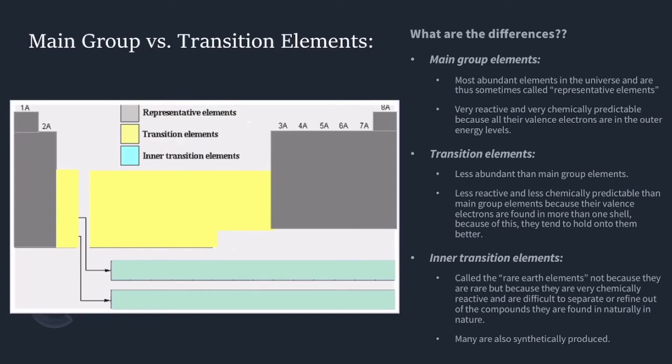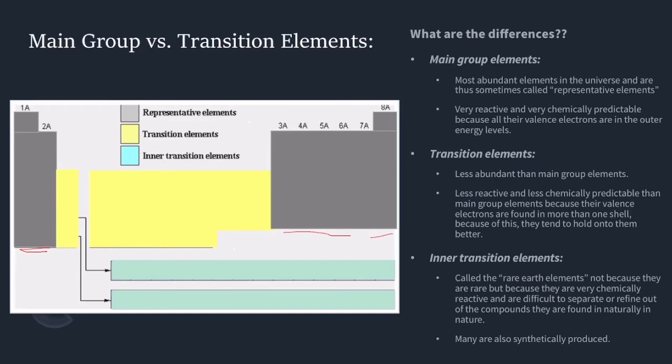All right, and then now let's talk about main group elements versus transition elements. So we've got our main group elements. Those are all shaded in this dark gray color right here and right here. These are the most abundant elements in the universe, and because of that, we call them the representative elements, right? These are very reactive and very chemically predictable. Because their valence electrons are all in their outer energy level, so it's easy for us to predict what kind of chemistry that they're going to undergo.